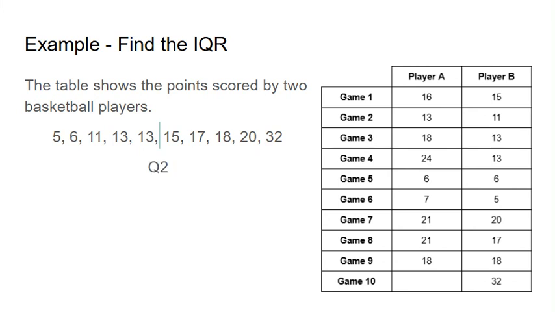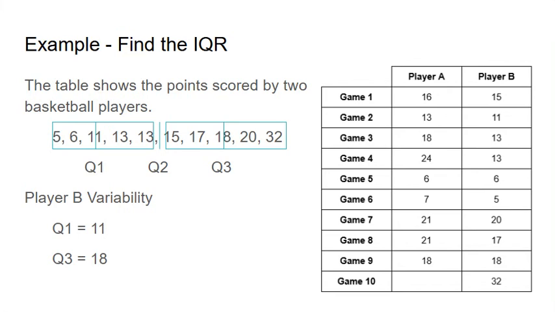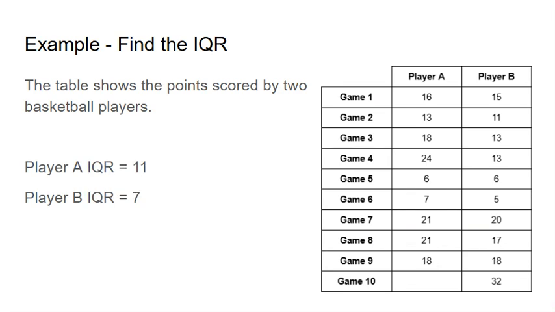Player B's data, if we write it in order, we see that the middle falls between 13 and 15. Because we're not really interested in what that value is, we can sort of glance over finding it. All we really care about is finding the middle of the first half of the data and the middle of the second half of the data. Here, it's going to fall nicely on 11, and Q3 is going to fall nicely on 18. We find out how far away 18 and 11 are, which in this case, we get 7.